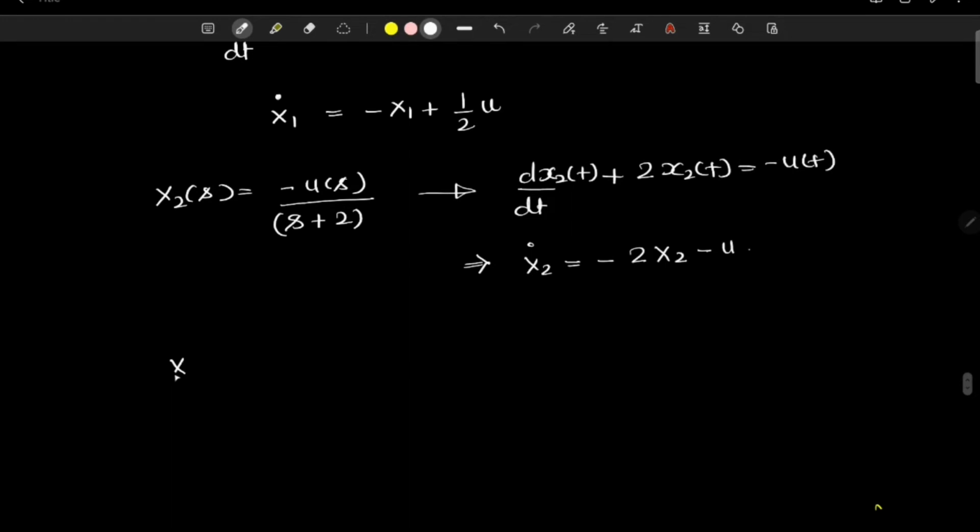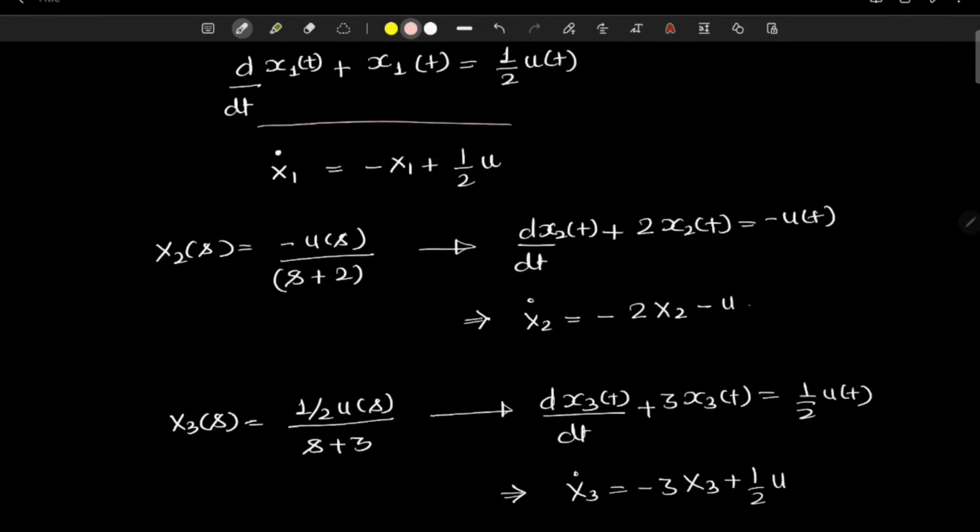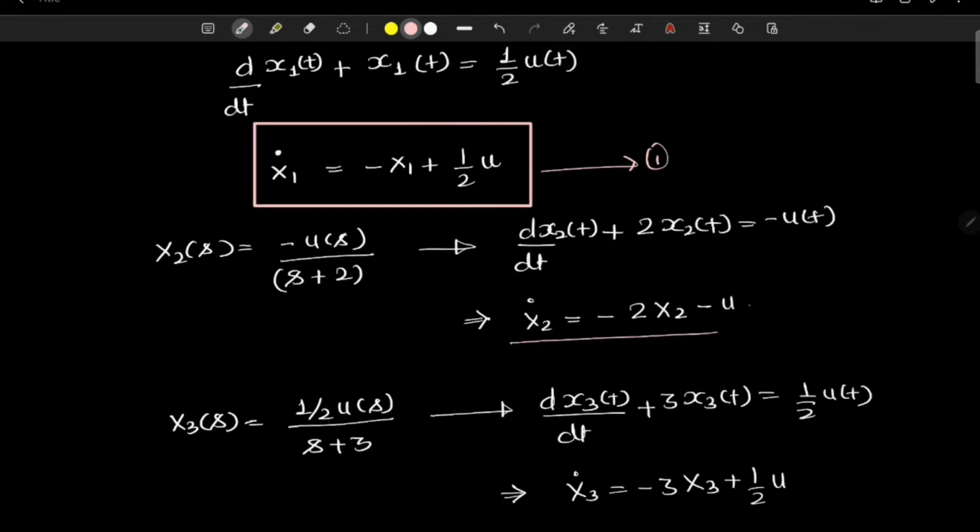And what is x3 of s? x3 of s is 1 by 2 u of s divided by s plus 3. So we can write this equation, by inverse Laplace transformation, as d x3 of t by dt plus 3 x3 of t is equal to 1 by 2 u of t. Now x3 dash is equal to minus 3 x3 plus 1 by 2 u. Now we have three equations. This is our equation 1, this is our equation 2, and this is our equation 3.